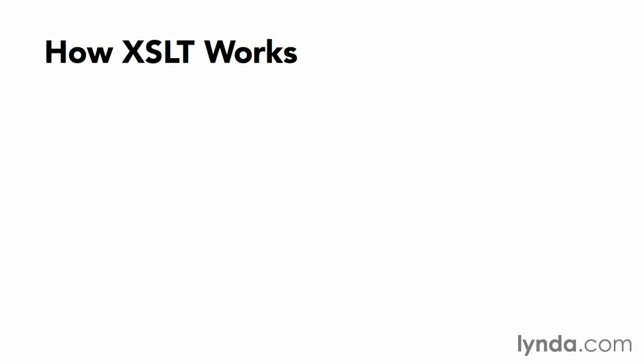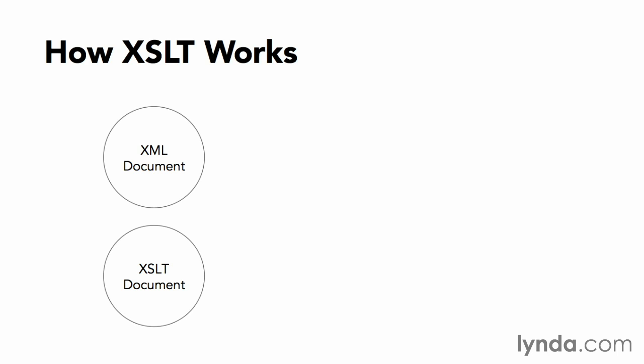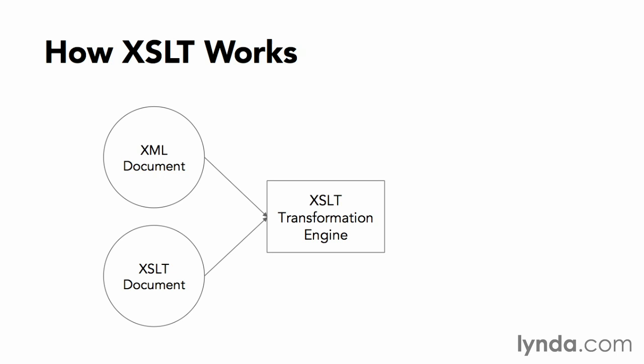Let's take a look at how XSLT works. You define an XML document. This is where your source data comes from. There's also a matching XSLT style sheet. Each of those is fed into an XSLT transformation engine. Now, this is usually the browser in the case of the web. But there's also server-side implementations that do this as well.